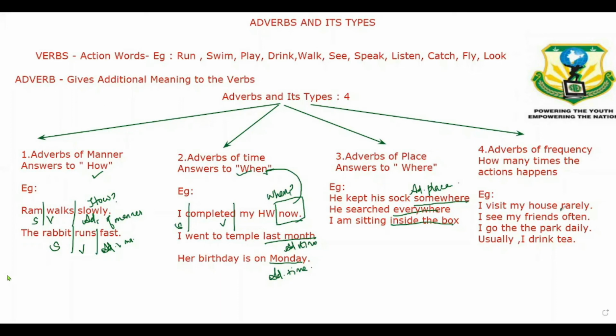Here we end the session with a brush up. Adverbs are of four types. Number one is the adverb of manner, which answers the question how. Two is the adverb of time, which answers the question when. Three is the adverb of place, which answers the question where. And fourth is the adverb of frequency, which answers the question how many times the action is happening.